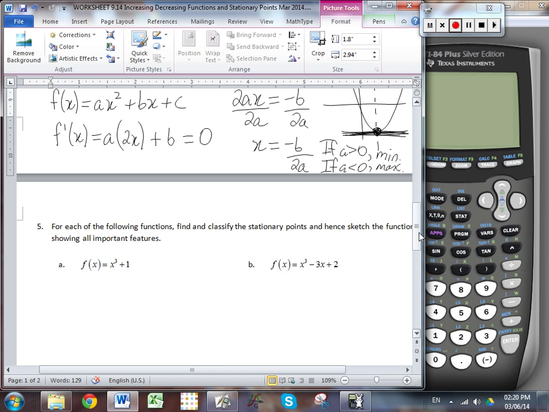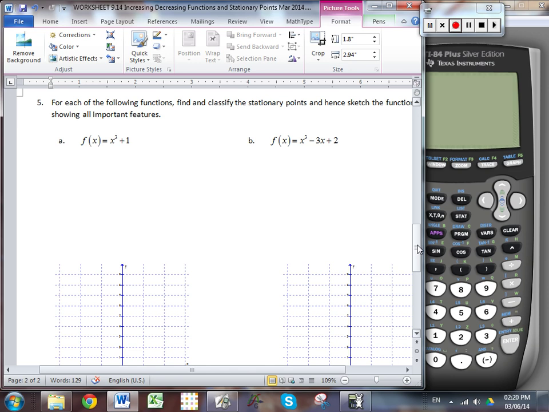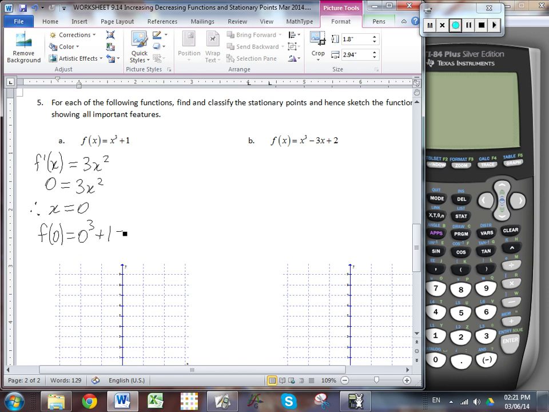Number 5. For each of the following functions, we need to find and classify the stationary points, and then we'll be able to sketch the functions with all of the important features. Okay, so I'm going to start by finding the derivative, which is 3x squared, and I know that for stationary points, my derivative is equal to 0, and this will occur when x is equal to 0. Now that's only the x-coordinate of the stationary point. If I'm actually going to draw a graph below, I'll need to find its corresponding y value. I'll just substitute it into the original function. f of 0 equals 0 cubed plus 1 equals 1. Therefore, we have a stationary point at (0, 1).